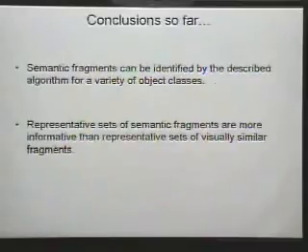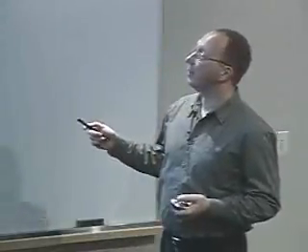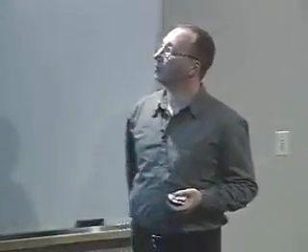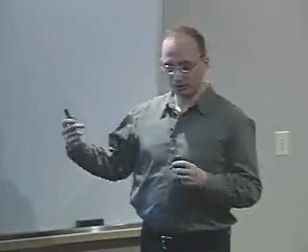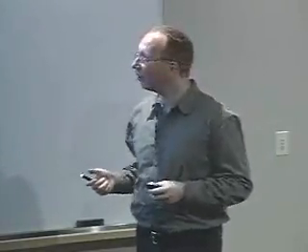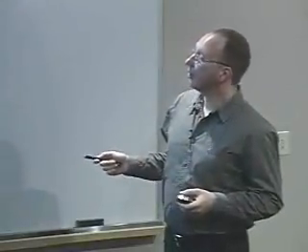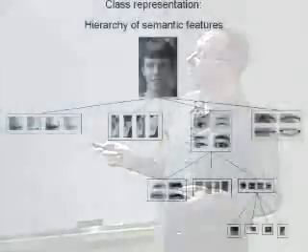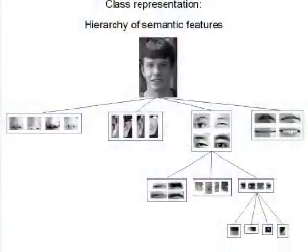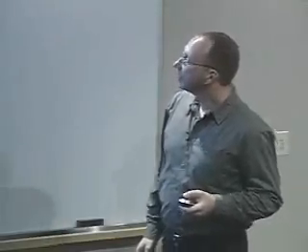So the conclusions so far are: first, semantic fragments can be identified by the described algorithms for a variety of object classes. There are some cases, I will talk about them in a minute, where you cannot apply this very algorithm, but you can apply something else that we devised. And the second conclusion is the representative sets of semantic fragments are more informative than representative sets of visually similar fragments.